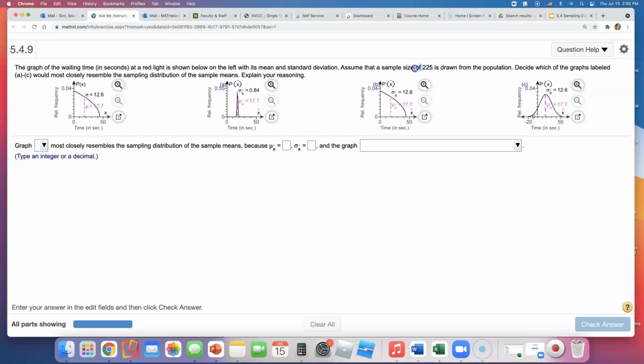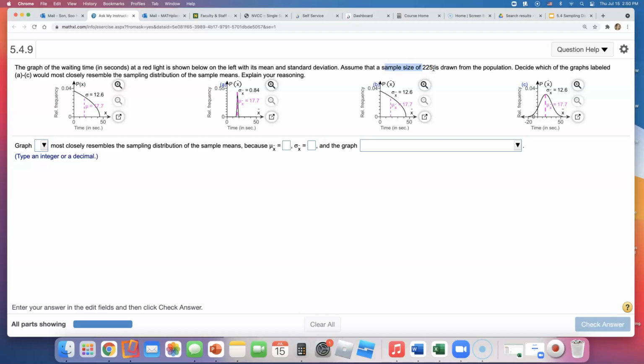That's a big sample size. That's good. That's a big sample size. So the sampling distribution will be a bell shape. It's going to be a normal distribution. Decide which of the graphs labeled A through C would most closely resemble the sampling distribution of the sample mean. Explain your reasoning. Okay, so remember I just said the sample size is 225.